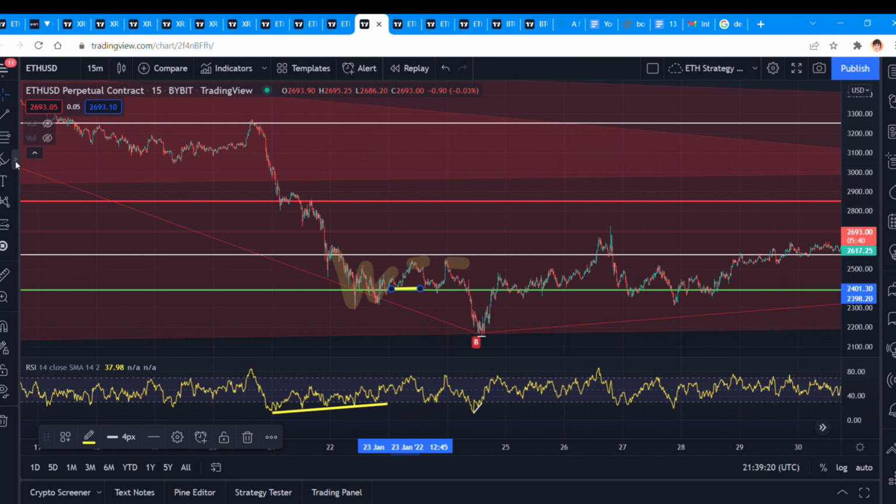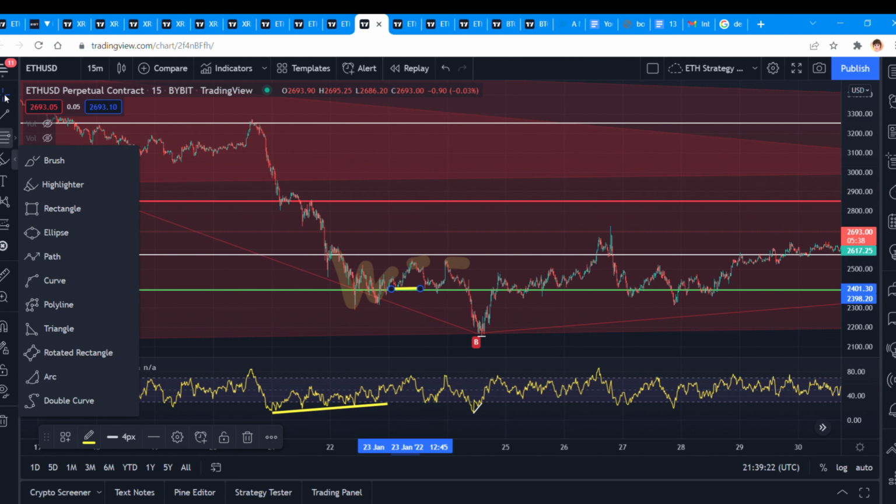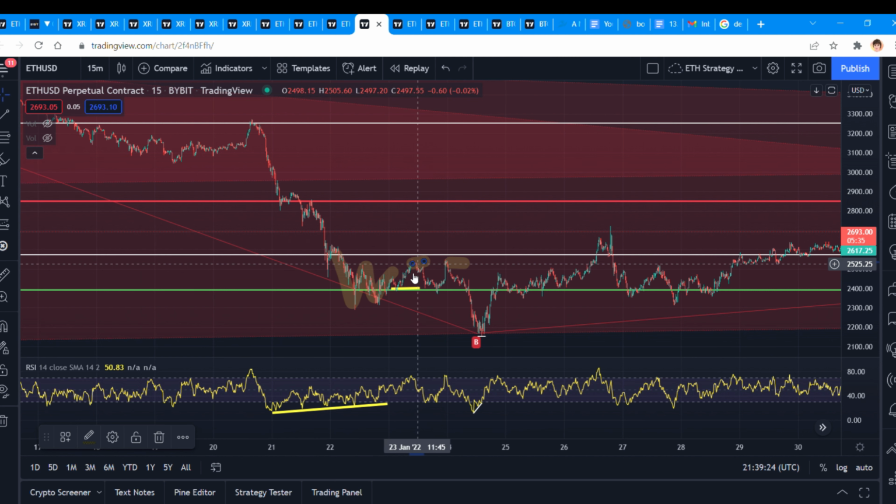let me show you something. Where is it? Okay, remove. These two peaks here, what do they look like? An M, exactly. So what would a beginner do?